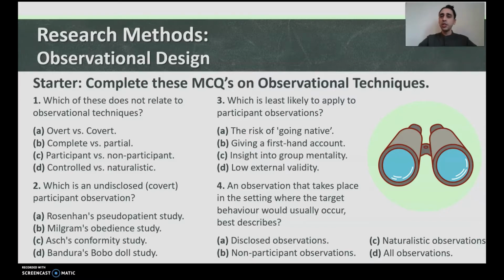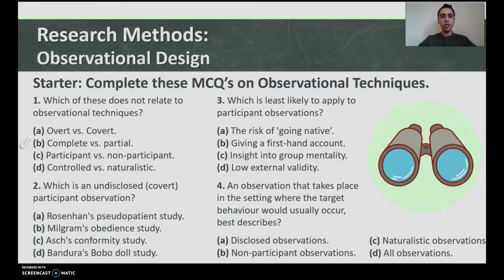Which of these does not relate to observational techniques? A. Covert versus overt. B. Complete versus partial. C. Participant versus non-participant. And D. Controlled versus naturalistic. A, B, C or D, what do you reckon? Say it out loud. No, proper out loud. Say it out loud. Yes, B. Well done. Cracked it. Smashing.